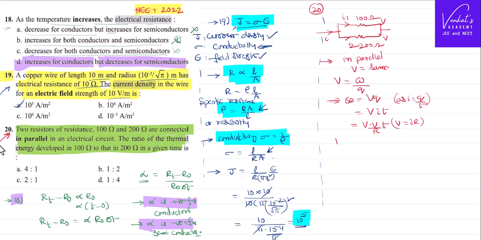So the work done, which is generated as heat in the wire, can be written as V square by R into T. That's the standard formula. Here, being parallel, V square is the same. The time is also the same for both of them. So we can say heat generated in the wire is inversely proportional to resistance. So H1 by H2 equals R2 by R1. Resistance 2 is 200, resistance 1 is 100, so 200 by 100, that is 2:1. So the answer for the ratio of heat generated is 2:1.